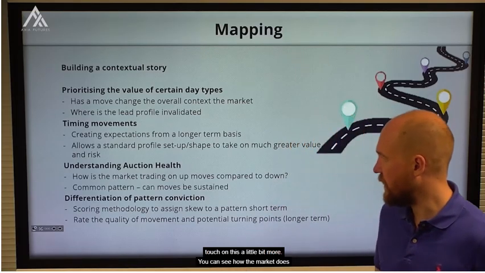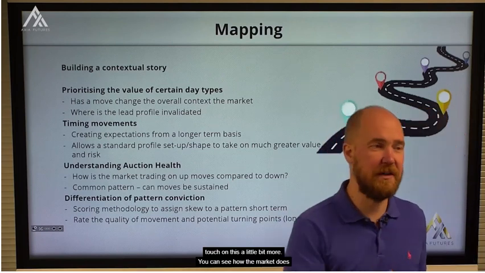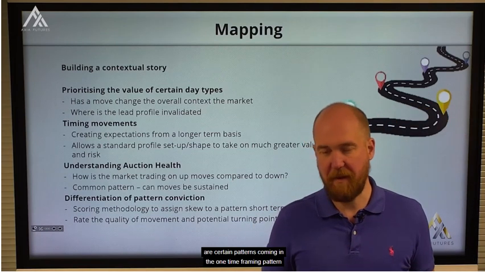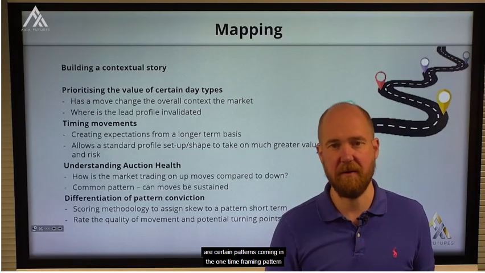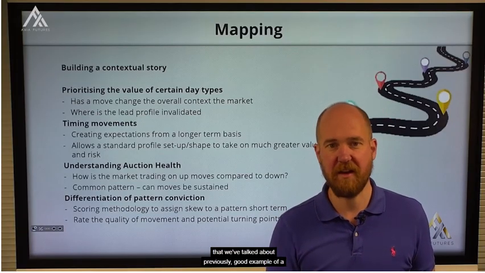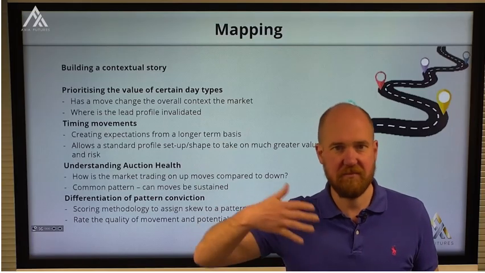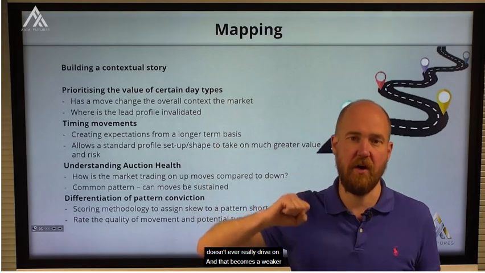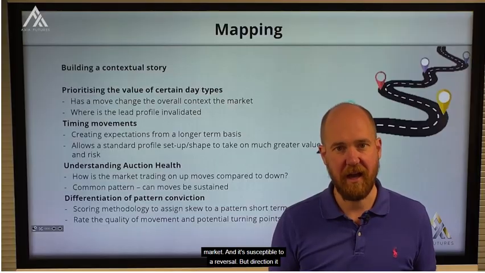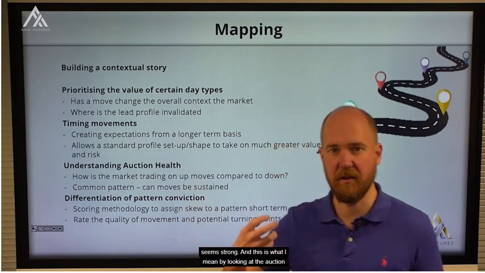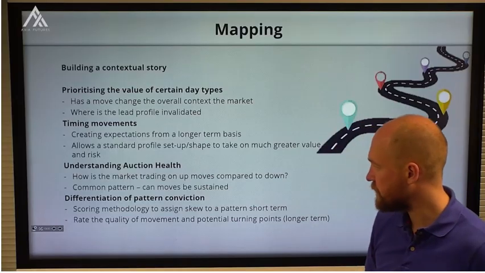So we'll touch on this a little bit more. You can see how the market does when it trades up, when it trades down. You can see whether there are certain patterns coming in. You know, the one time framing pattern that we've talked about previously is a good example of a poor health auction: a market that steadily auctions higher, doesn't ever really drive on, and that becomes a weaker market and is susceptible to a reversal, but directionally it seems strong. And this is what I mean by looking at the auction health to build that story up.